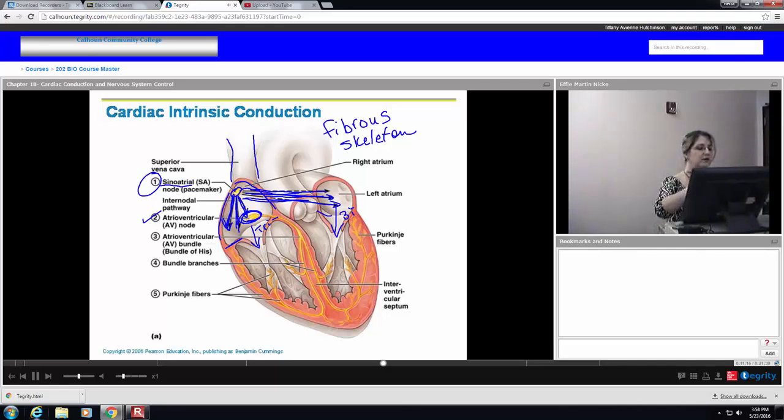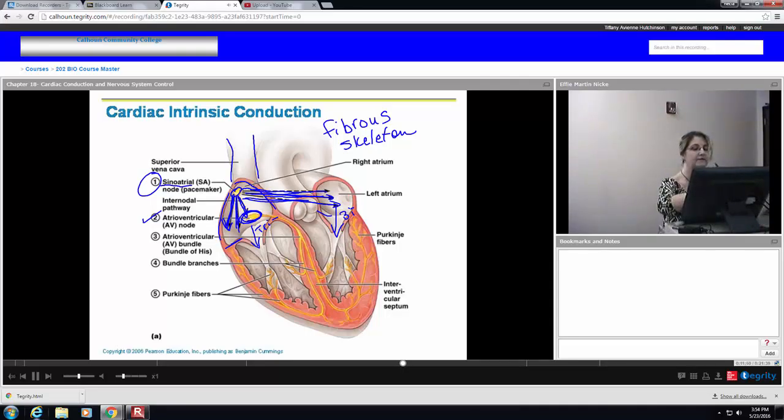Okay, so this wave of depolarization now is going to reach the atrioventricular node. When it reaches this atrioventricular node, it's going to pause. This is an area where the action potential pauses for just a minute to allow the atria to completely contract before that signal is sent down to the ventricles. Remember, this is the only pathway from the atria to the ventricles.